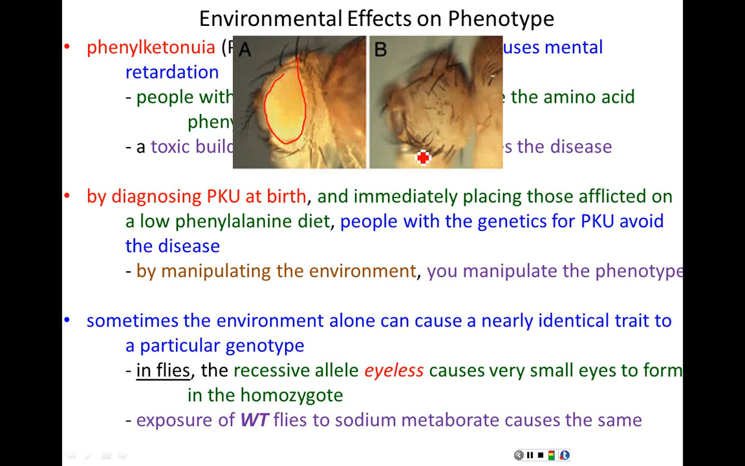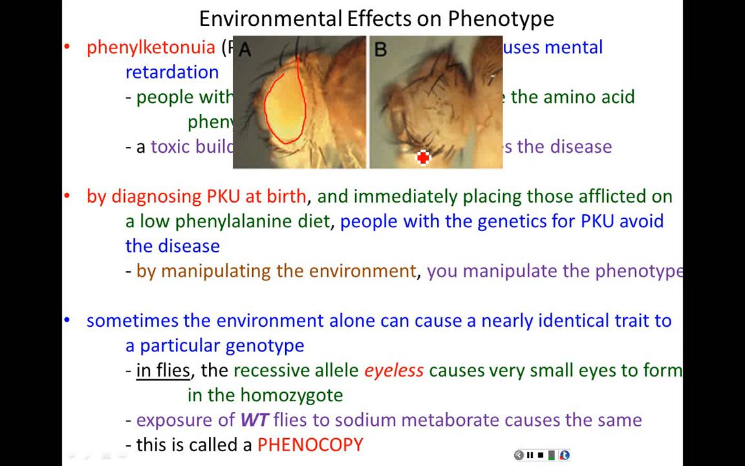If you take a wild-type fly who's homozygotic dominant for this, should have normal eyes, but you expose that wild-type fly to sodium metaborate, a chemical, you're going to have the eyeless phenotype manifest. The individual fly that is genotypically wild-type will develop the recessive eyeless phenotype when exposed to this chemical, because the chemical mimics the recessive phenotype. This is called phenocopy, when an environmental stimulus causes the copying of a phenotype in the individual, regardless of what their genotype is.